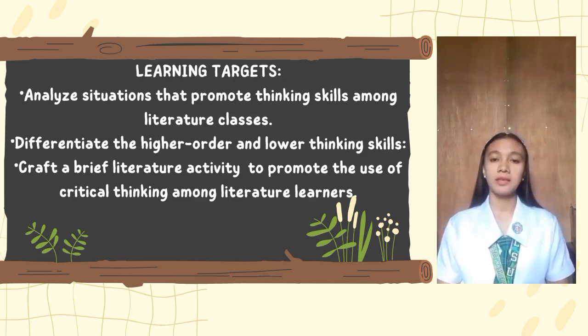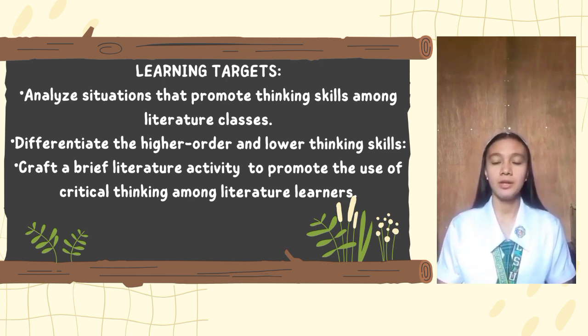Before we proceed, let us first know the learning objectives. At the end of the lesson, we are expected to analyze situations that promote thinking skills among literature classes. Next is to differentiate higher order and lower order thinking skills. And next is to craft a brief literature activity to promote the use of critical thinking among literature learners.